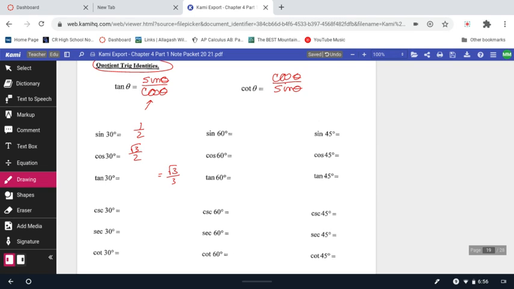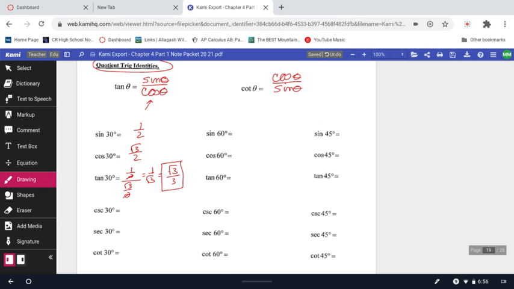Now watch, I'll show you. It's sine over cosine of 30 degrees, which when you multiply by the reciprocal, you get 1 over, right? The 2's are going to cancel each other out, over root 3. And then when you simplify it or rationalize it, you get root 3 over 3.